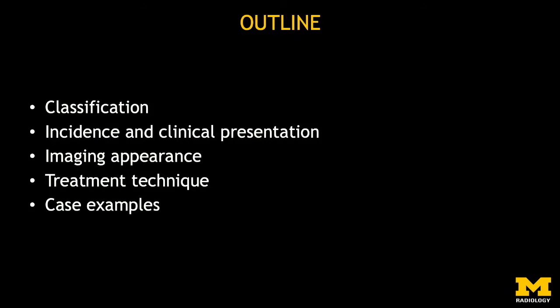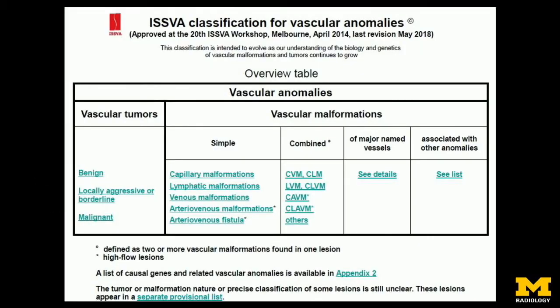Oh yeah, thanks. Okay, so basically what I'm trying to say is that the vascular tumors are divided into benign, locally aggressive, borderline tumors, and then malignant ones. And then all the vascular malformations are divided into either simple, combined, whether there are major named vessels supplying the lesions, and other associated syndromic abnormalities. Each of these, if you go onto this website, you can click on to drill down into the details of subclassifications.